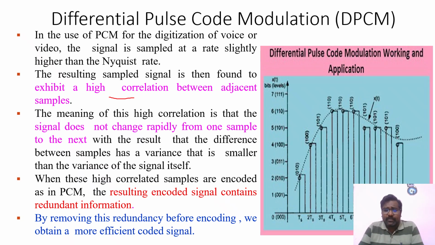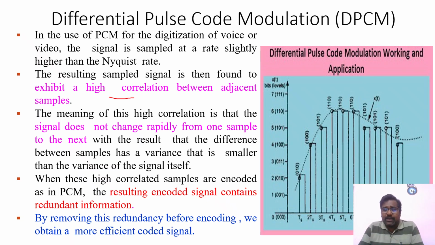So the highly correlated samples encoded as in PCM result in a signal that contains redundant information. If we remove the redundancy before encoding, we obtain a more efficient coded signal. That is nothing but differential pulse code modulation. So we move to differential pulse code modulation mainly to remove the redundant information before encoding. This is the sample differential pulse code modulation diagram.